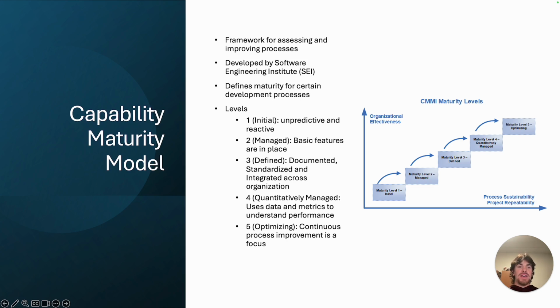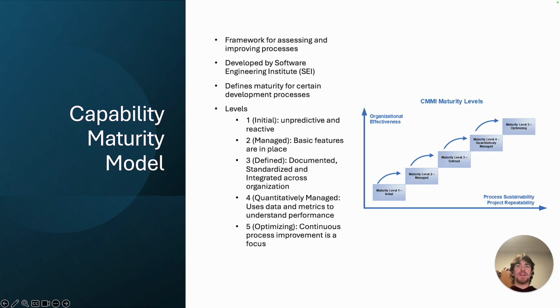Level 2 is managed. This is where basic project management practices are in place to track costs, schedule, and functionality. There's a focus on project management and ensuring that the processes are planned and executed. Level 3 is defined. This is where processes are documented, standardized, and integrated across the organization. There's a focus on improving development practices.